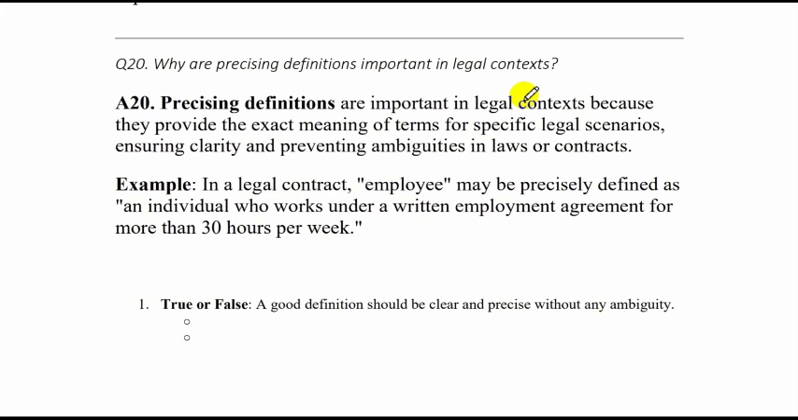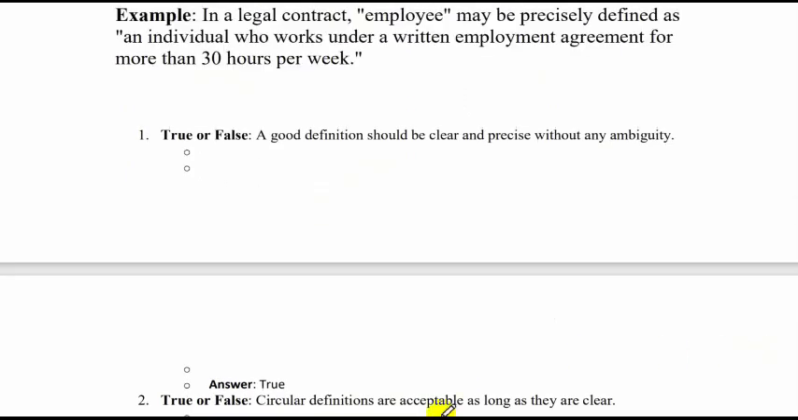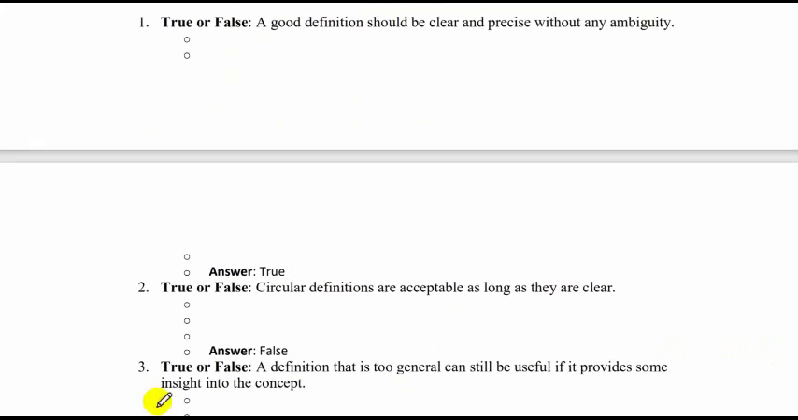Let's do true and false. A good definition should be clear, precise, without any ambiguity. True. Circular definitions are acceptable as long as they are clear. False. A definition that is too general can still be useful if it provides some insights into the concept. False.